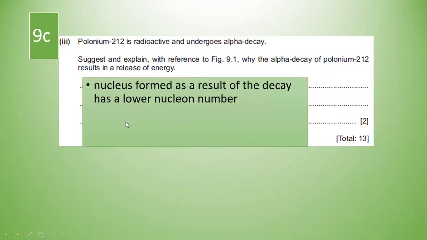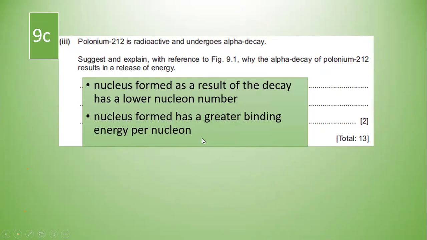Okay. So nucleus formed as a result of the decay has a lower nucleon number. That's your first mark. Nucleus formed has a greater binding energy per nucleon. That's the second mark.